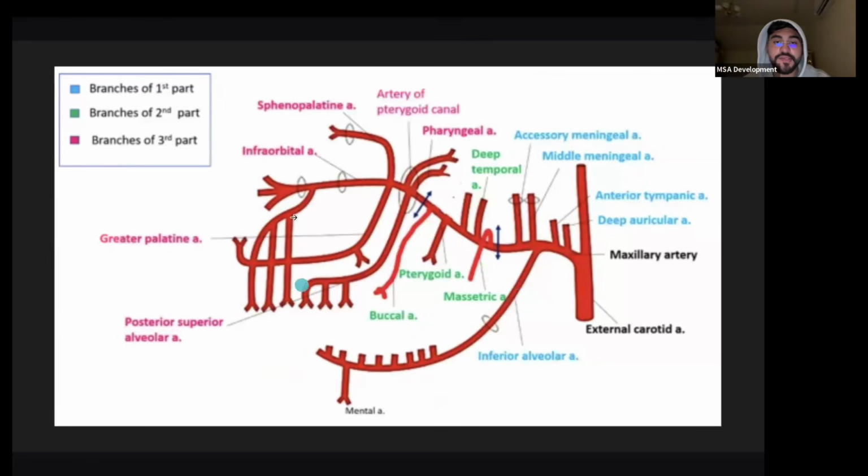So this is a schematic of the maxillary artery, and here you'll see that these are the branches, all right, within the first part.